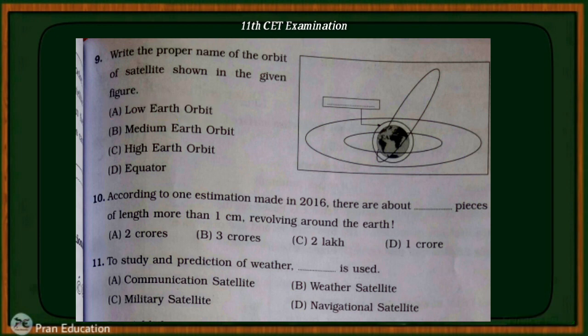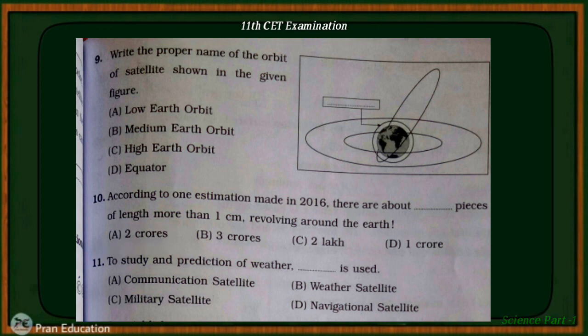Tenth, according to an estimation made in 2016, there are about dash pieces of debris of length more than 1 centimeter revolving around the Earth. Options: A, 2 crores. B, 3 crores 2 lakhs. D, 1 crore. The correct option is option A, 2 crores.